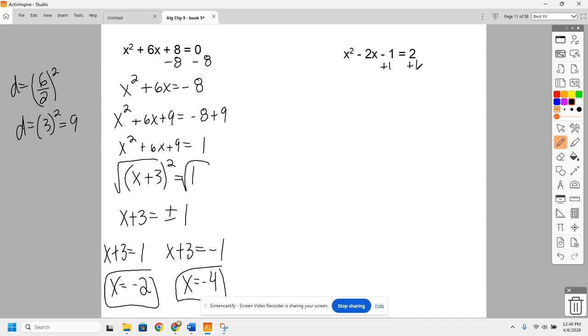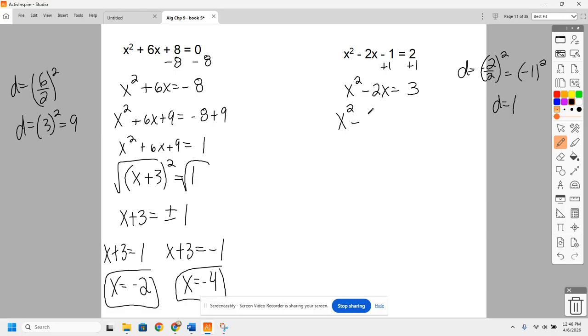That's not going to change how this problem works. I still have x squared minus 2x, it's just now equal to 3. We've got to go find d still. D is b divided by 2 squared, so negative 2 divided by 2 squared. That gets me negative 1 squared, which is 1. So d equals 1. I'm going to add 1 to both sides.